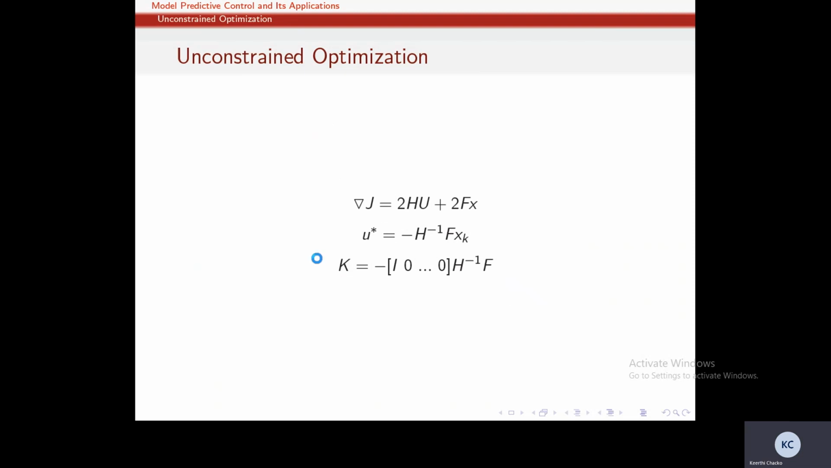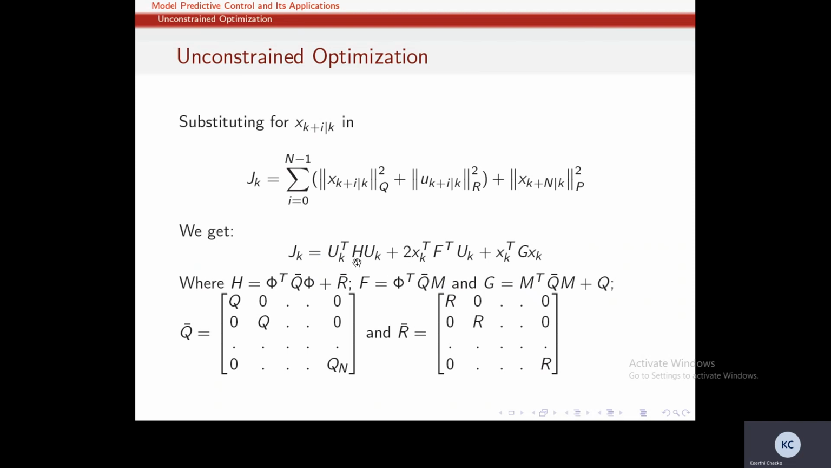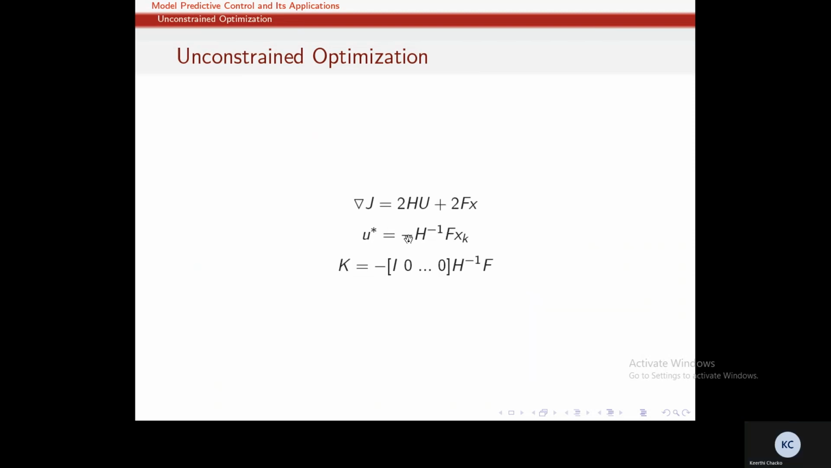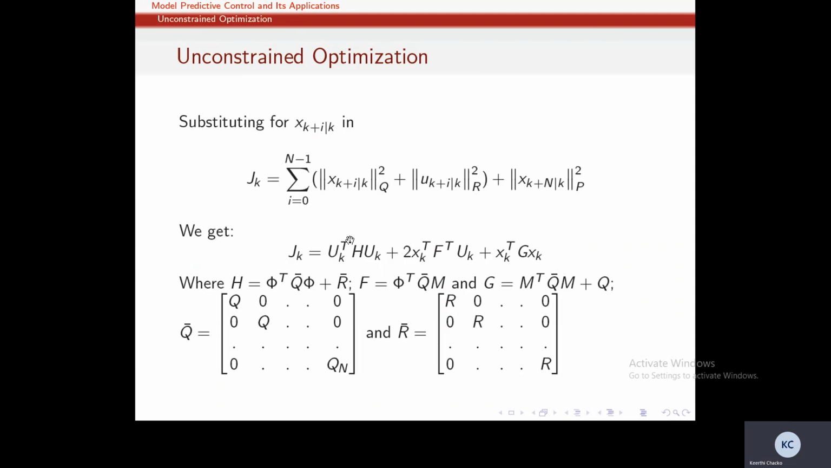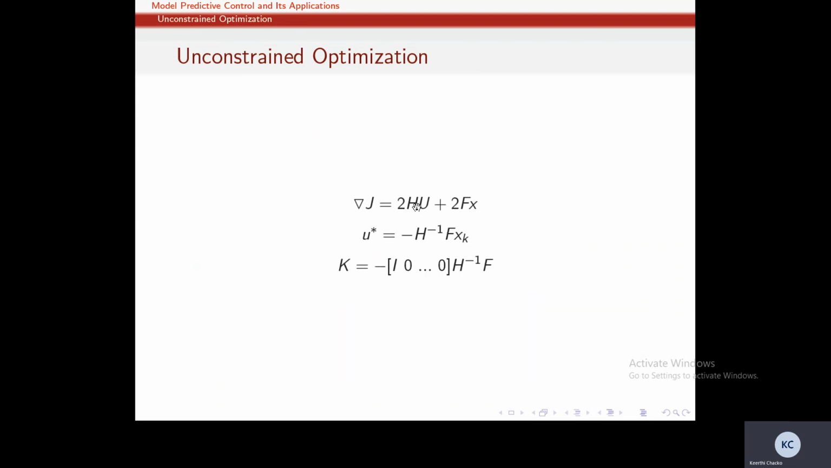After rearranging the cost in terms of U(k) and x(k), you take the derivative with respect to U. When you take the derivative, since we are differentiating with respect to U, you can avoid this term. From these two terms, after taking the derivative, you will get 2HU plus 2Fx. At the optimal cost, the rate of change of cost will be 0, so we can set it to 0. So 2HU plus 2Fx is equal to 0, and from that you can find the optimal control sequence. U star, it should have been capital U, U star is equal to minus H inverse F x(k). So you are getting the optimal control sequence like this.